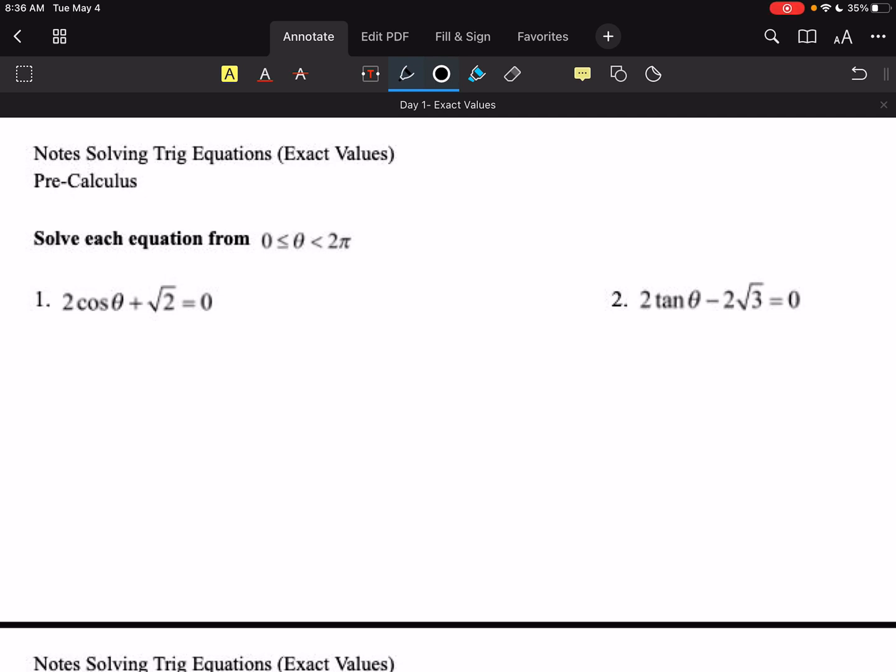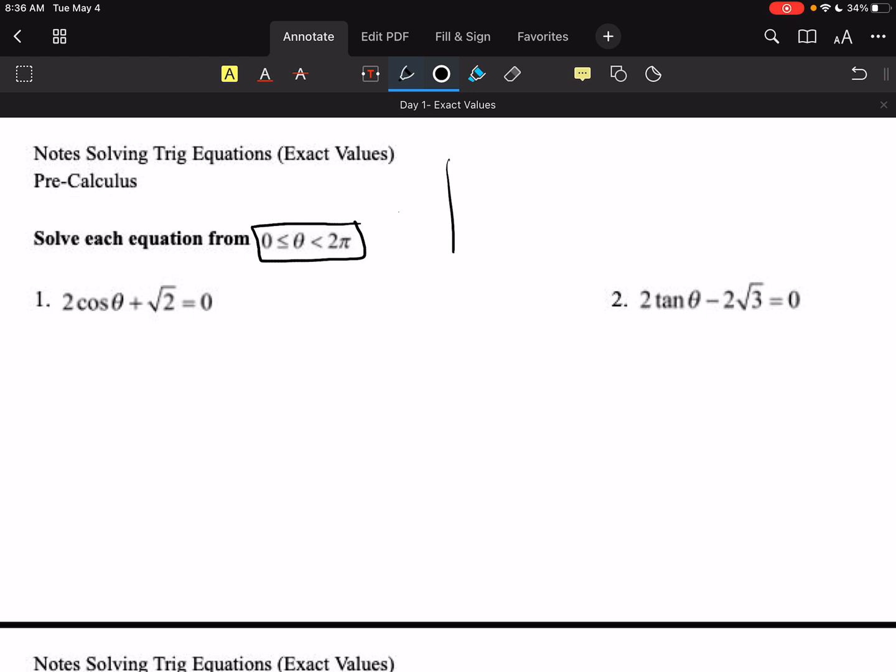All right, so now we're going to look at solving these trig equations we've been looking at. And the big difference with solving compared to what we looked at in the last unit with proofs is that now I am going to move across the equal sign, and I'm going to isolate whatever trig functions are in my problem. So before we start, notice that it's asking me to solve each equation from 0 to 2 pi.